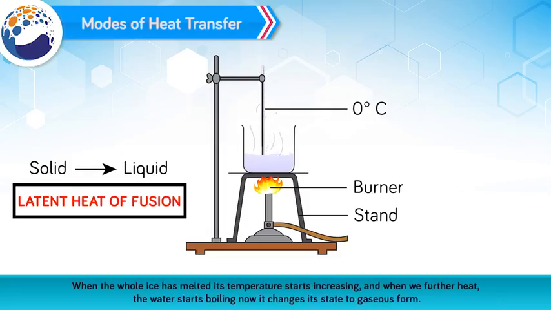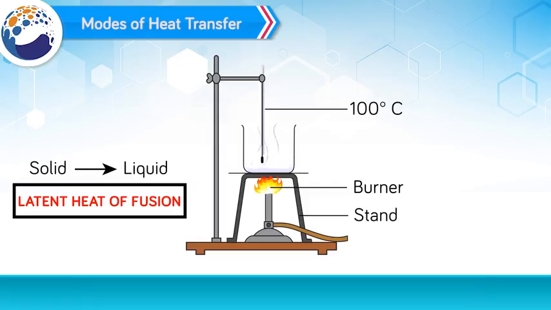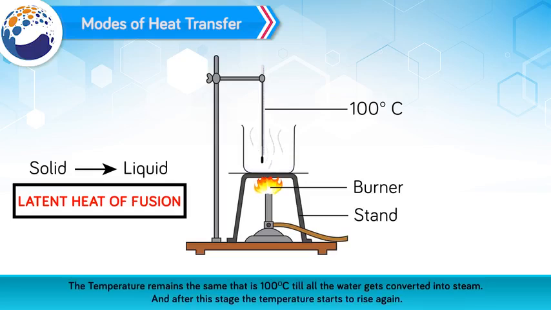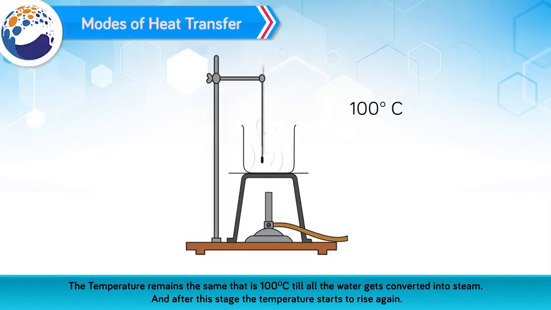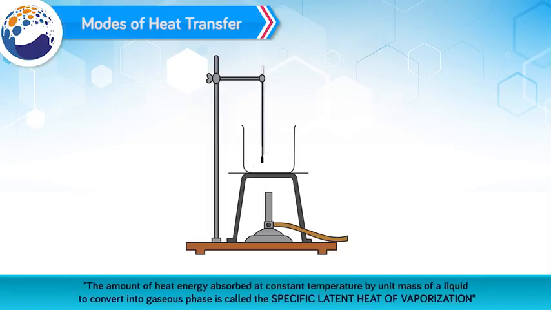When the whole ice is melted, its temperature starts increasing, and when we further heat, the water starts boiling. Now it changes its state to gaseous form. The temperature now remains the same, that is at 100 degrees Celsius, till all the water gets converted into steam. And after this stage, the temperature starts to rise again. The amount of heat energy absorbed at constant temperature by unit mass of a liquid to convert into gaseous phase is called the specific latent heat of vaporization.